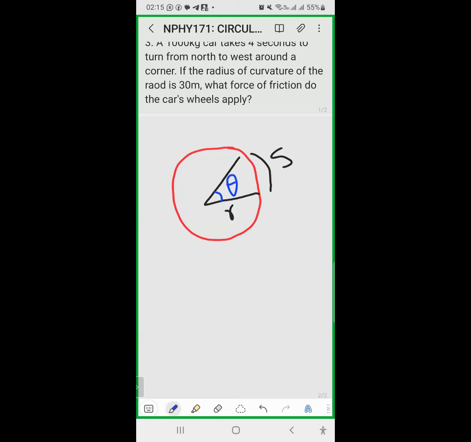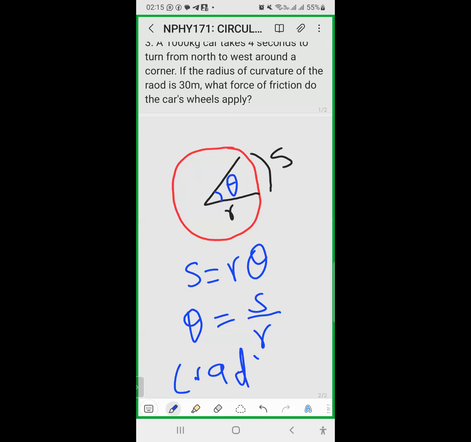And this angular displacement can be related to the arc length s and the radius by the equation: arc length is equal to the radius multiplied by the angular displacement. Therefore, the angular displacement will be equal to what? To the arc length divided by the radius. So this is the angular displacement. It's a quantity that is measured in radians.